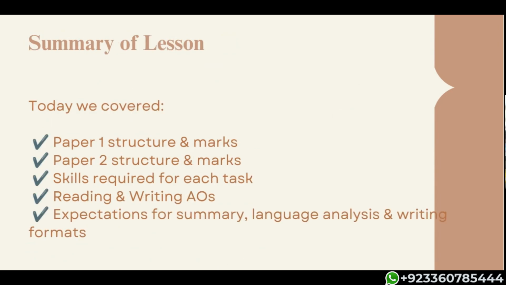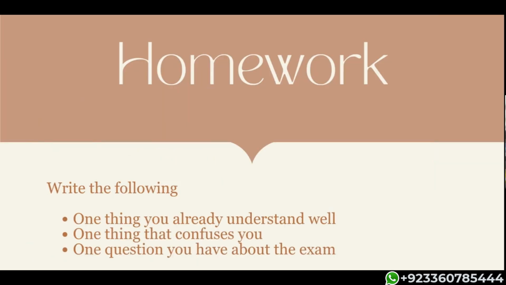So now, if we summarize today's lesson, I hope you have understood the structure of paper 1, structure of paper 2, and what do we mean by AOs, assessment objectives, R1, R2, W1, W2. अब आपको अगर कोई बात करता है W1, W2 या R1, R2, you should know कि ये आपकी Cambridge requirements है. Reading objectives, writing objectives. आपसे क्या expect किया जा रहा है.